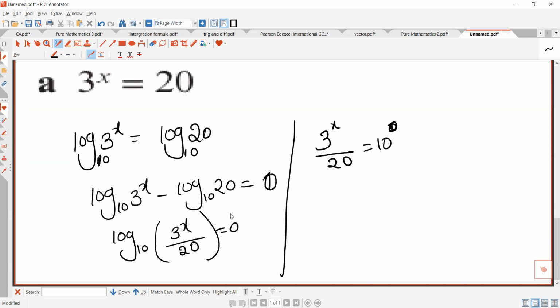Am I going fast? 10 is the base, no? Push the 0 upward. Remember? Okay. So what is it? 3 raised to x divided by 20 equals 1. So 3 raised to x is equal to 20.